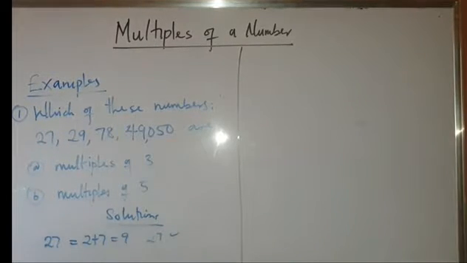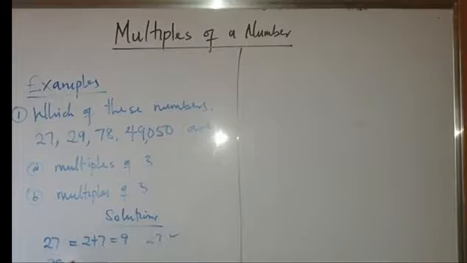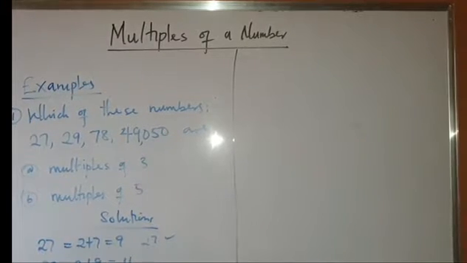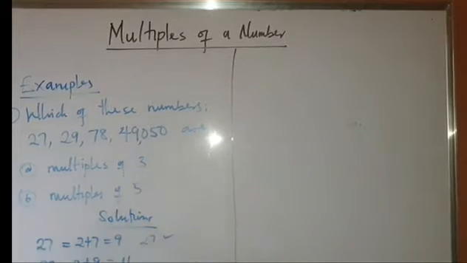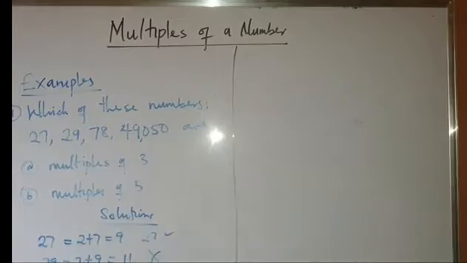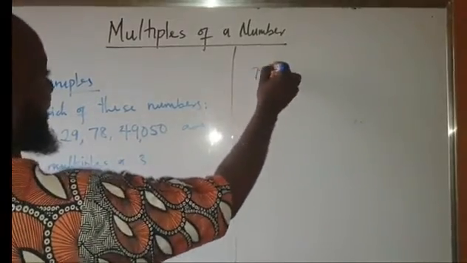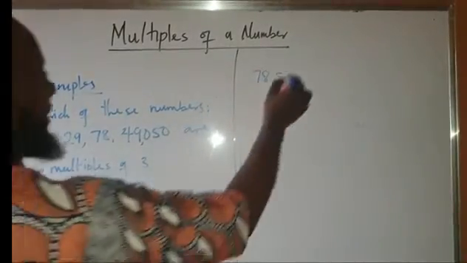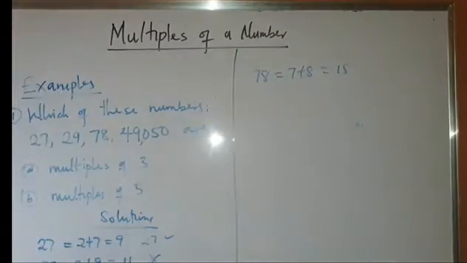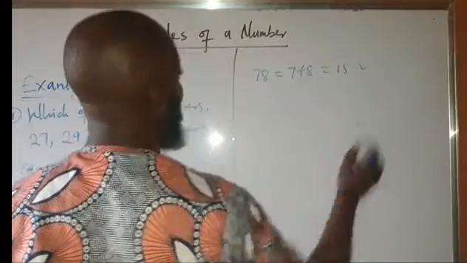So we check for the second one. 29. 2 plus 9, that is what? 11. So 3 cannot divide 11. In that case, it's not a multiple of what? 3. The next one we have 78. So 78, that is 7 plus 8. That gives what? 15. So 3 can divide 15. So it's a multiple of 3.